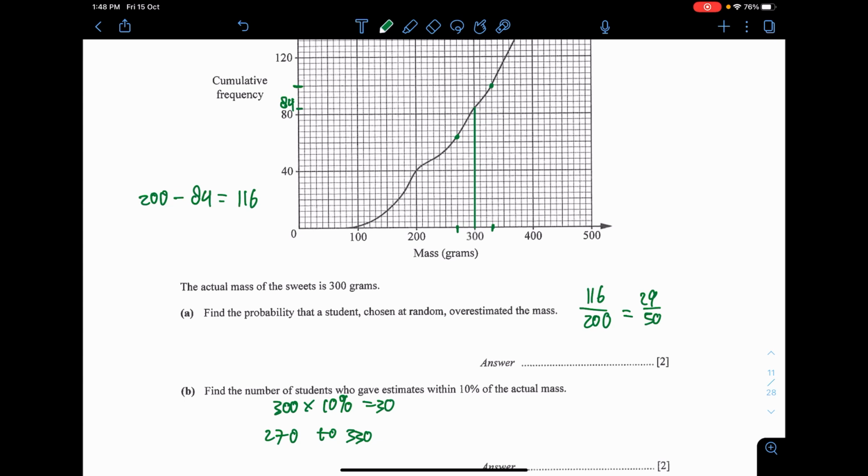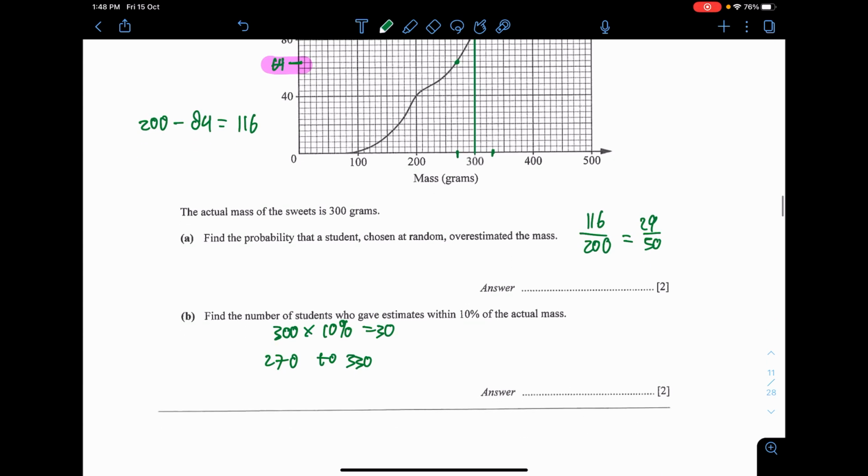Okay, need to make it accurate. So over here should be 64 and that one should be 100. The number of students who give estimates within 10%, there are 100 minus 64, which will be 36 students.